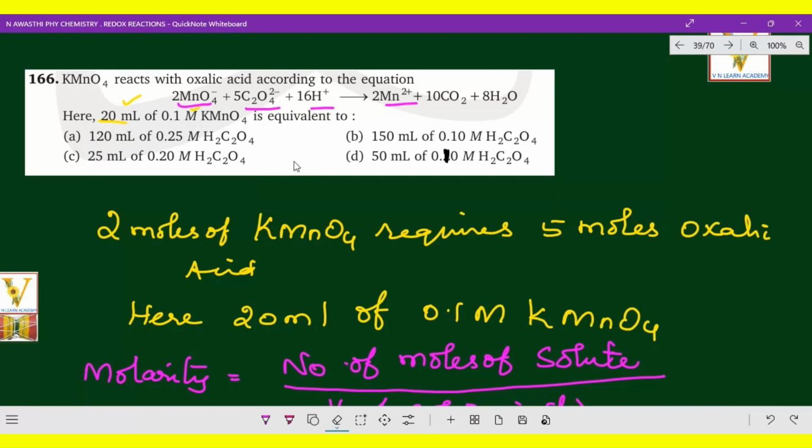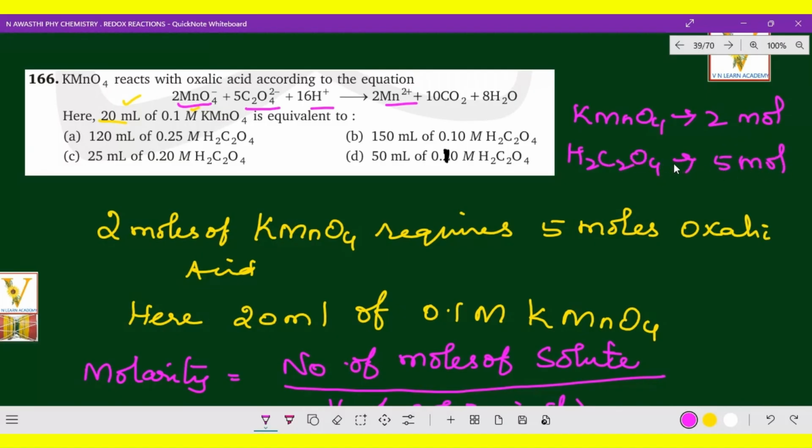For that we have to identify the number of moles of oxalic acid. For that we have to see the mole ratio. Here 2 moles of KMnO4 requires 5 moles of oxalic acid, H2C2O4. So 2 moles of KMnO4 reacts with 5 moles of oxalic acid.